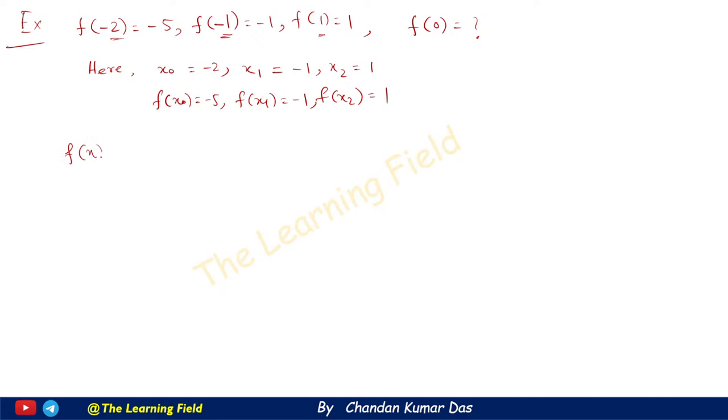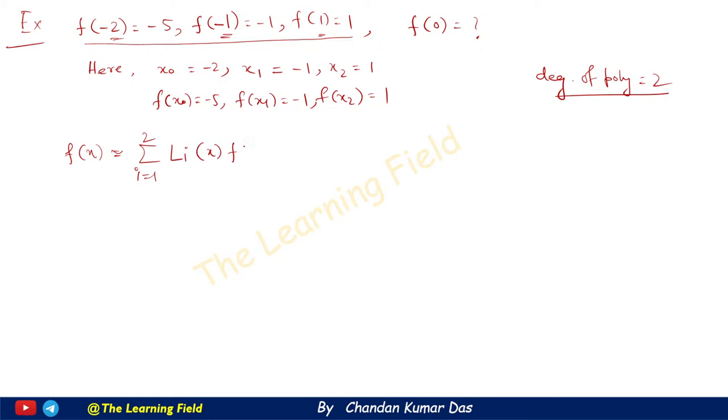The polynomial approximation is equal to summation i equal to 0 to 2. Since three values are given, the degree of the polynomial is 2, because if n plus 1 nodes or points are given, then the degree of the polynomial is n. Here, since three nodes are given, the highest degree of the polynomial is 2. So this is equal to li x into f of xi.